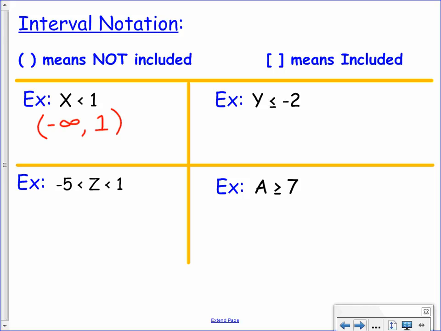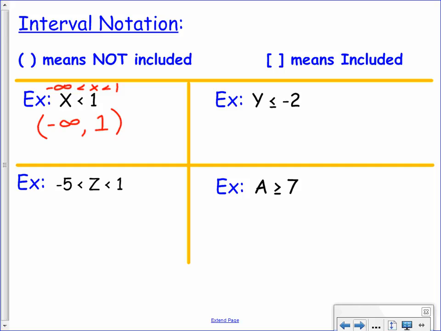Imagine it this way. When you were doing the domain and range, it went from negative infinity, x is 1. So basically, I just cut out the middleman, cut out the x, just negative infinity, 1. That's another way to describe it.